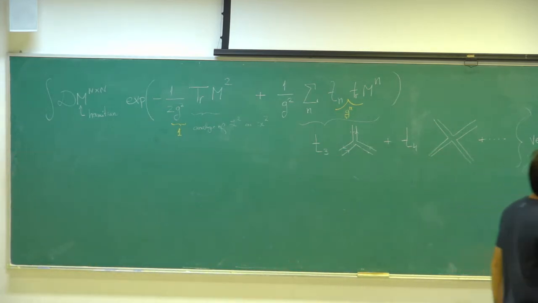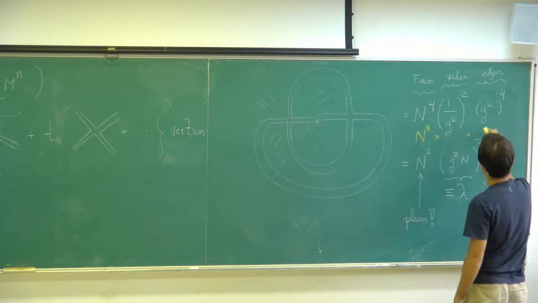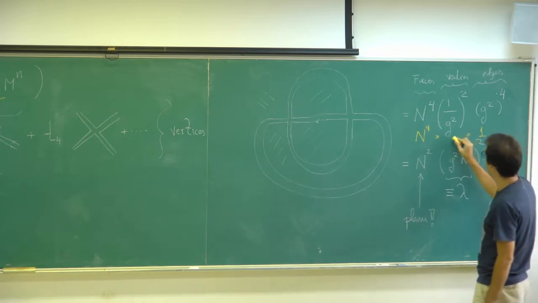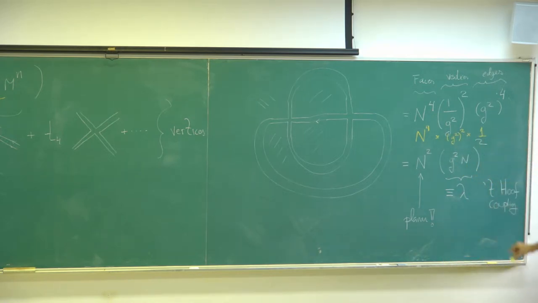Now, in that case, the number of faces is the same counting. Edges, so this is the same, N to the 4, times... edges now come with propagator 1, there's no factor coming from here. But now, each vertex, n is equal to 4, so each vertex comes with g squared, because it's g to the 4 over g squared. So each vertex here will come with g squared. So it would be now (g squared) squared for these two vertices. And in total, I get g to the 4. So this is in the second normalization, and this is in the first normalization. Same thing: faces, vertices, and edges.